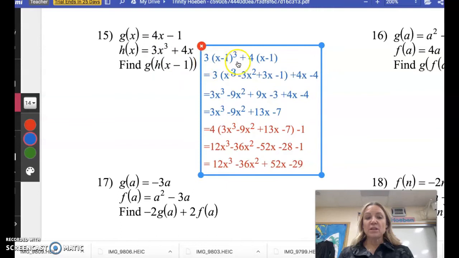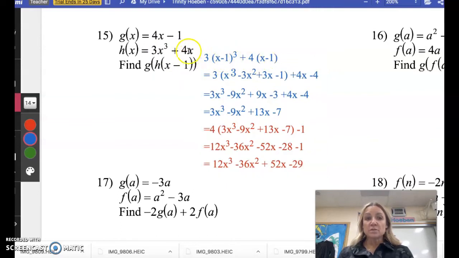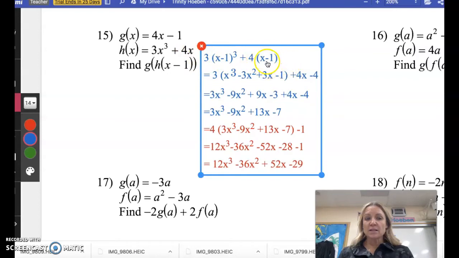So I'm going to have 3 times the x minus 1 cubed plus the 4 times this x, and plug in the x minus 1. Okay, so we've got to FOIL out the x minus 1, that'll square it. Then we've got to take that answer and multiply it by another x minus 1. And so for that, you get x cubed minus 3x squared plus 3x minus 1. Then I'm just going to distribute the 4 times the x, which is 4x, and the 4 times the negative 1, which is negative 4.